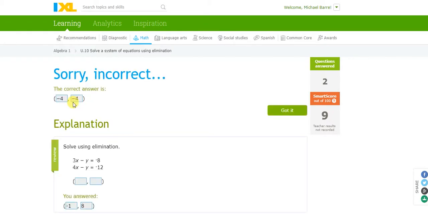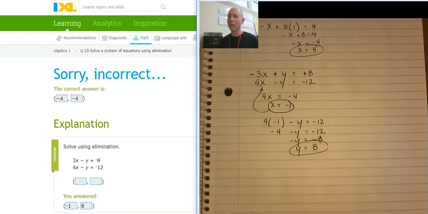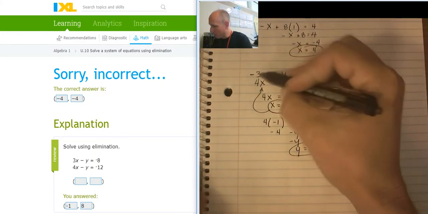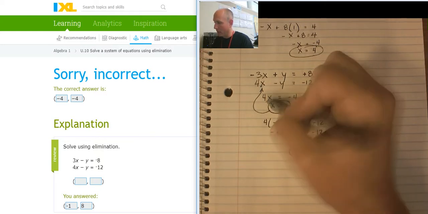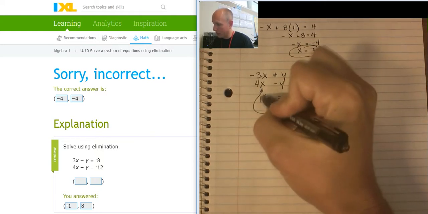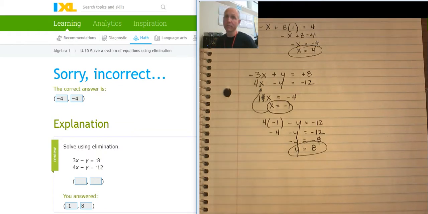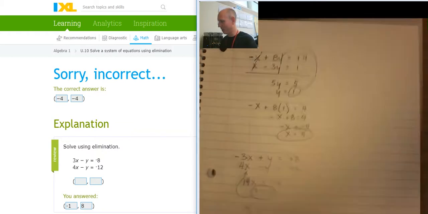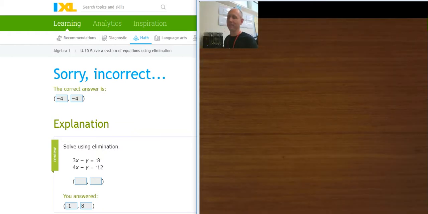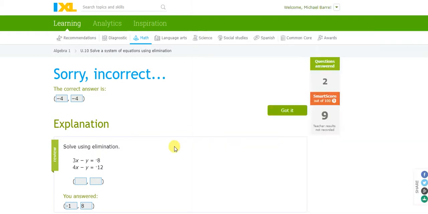Where did I lose it? Where did I lose it? I see. Oh my gosh, do you see where you can't see my, I lost it right here. Negative 3 plus 4, that shouldn't have been a 4x, that should have been a 1x right there. Okay, caught my error. That's gonna hurt my smart score, isn't it? Yes, it is. Okay, I got it.